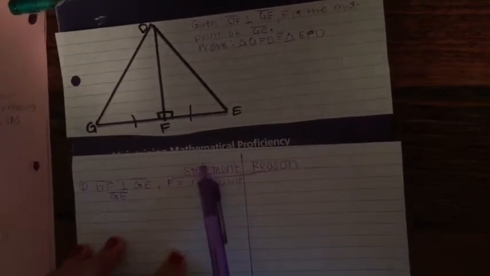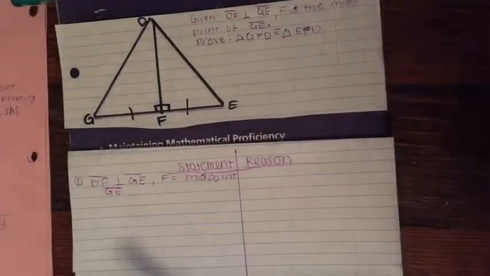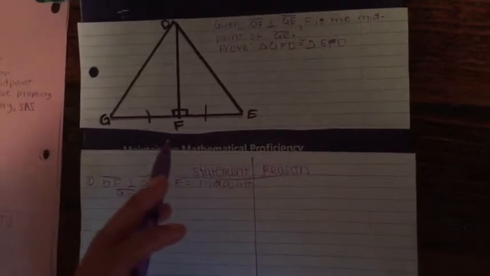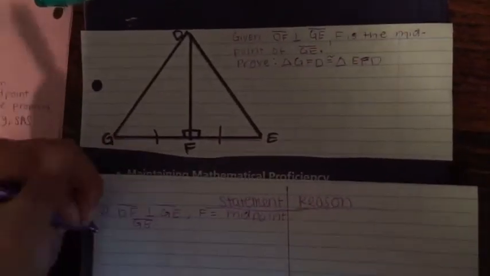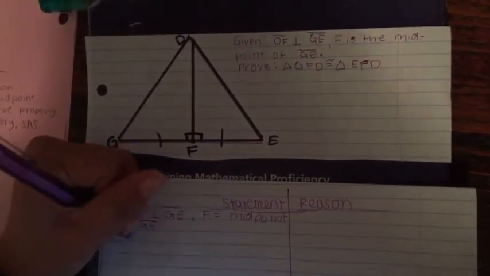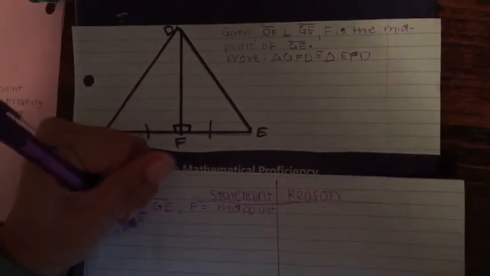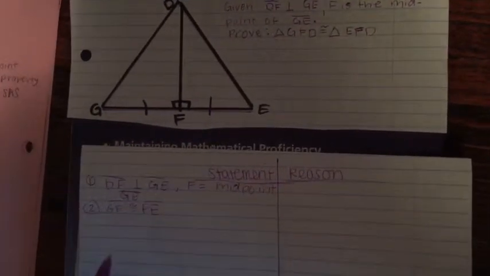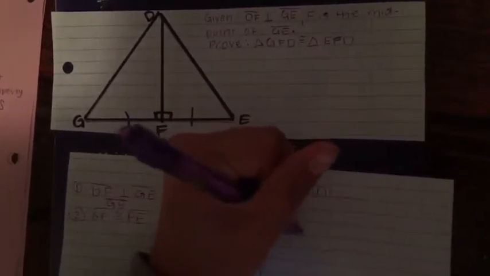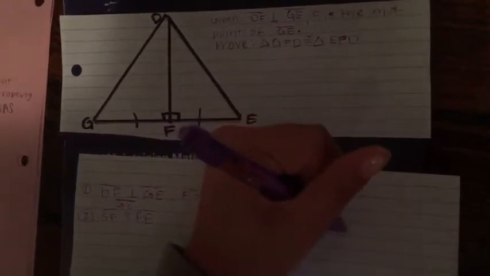And also, when you're setting up your columns to write all the facts, you make one side for statements and one side for reasons. So since we know that F is the midpoint of G and E, then we can already say that GF equals FE. We can also tell because of the lines that indicate they're congruent. Secondly, we say that this is the definition, def for short, of the midpoint.